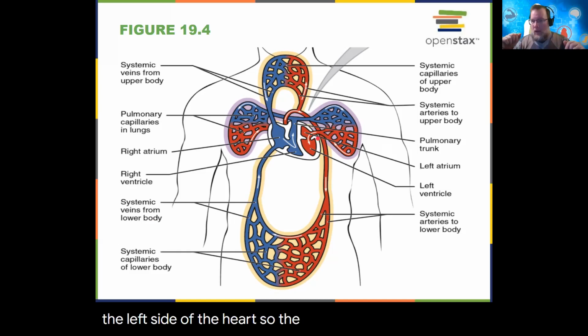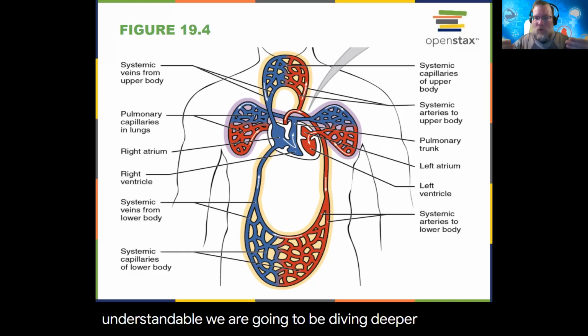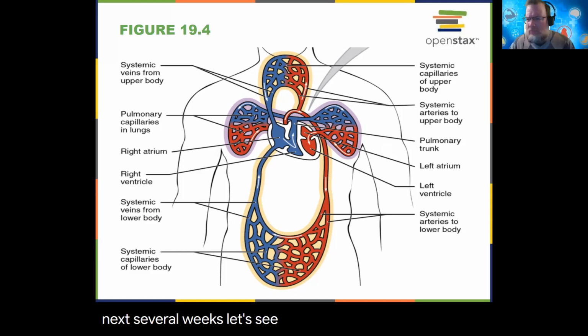So the only arteries in the body that are low in oxygen, the only veins in the body that are high in oxygen, are pulmonary. Again, we'll get into that more next week. We'll get into it again when we do respiratory the week after that. If this is sounding like a jumbled mess, or even slightly confusing, that's totally understandable. We are going to be diving deeper over the next 2 or 3 weeks. We don't really have several weeks.